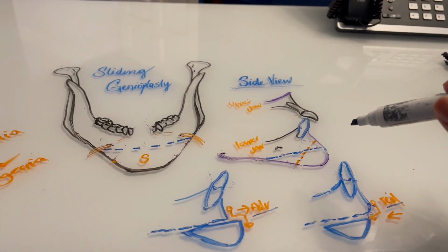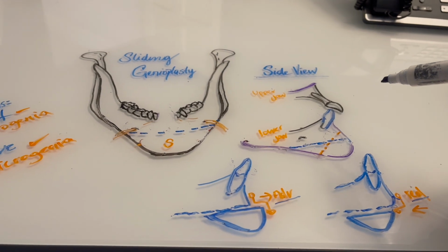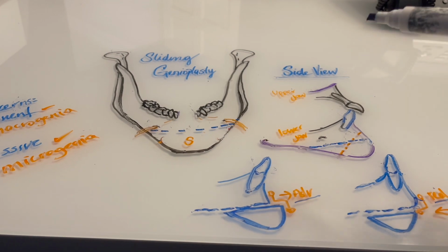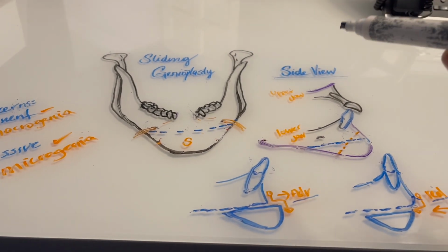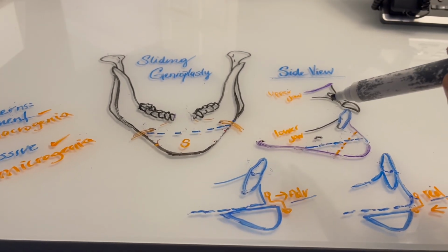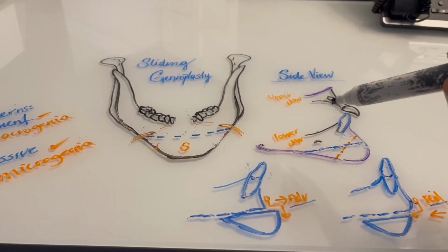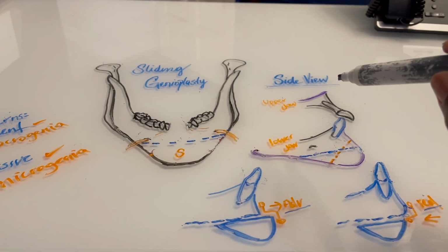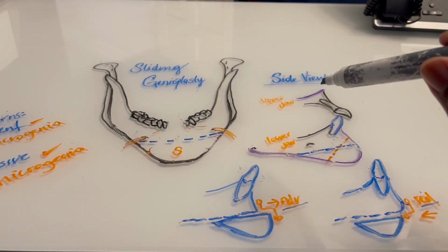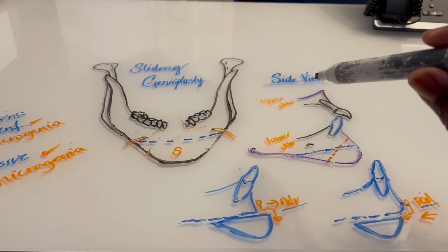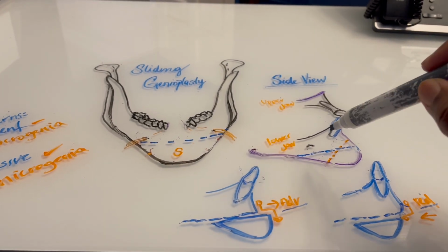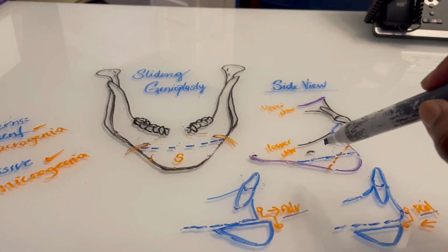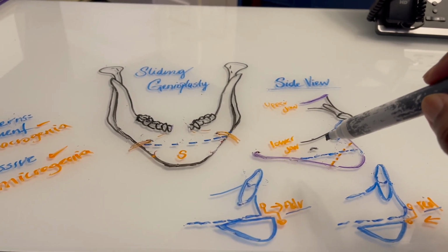I hope this was understandable. This is just a quick video talking about sliding genioplasty, correcting what I term sagittal, lateral, or profile concerns with clients. Please stick around for our next video when we'll talk about changing the vertical height, either reducing or lengthening of the chin through a sliding genioplasty.